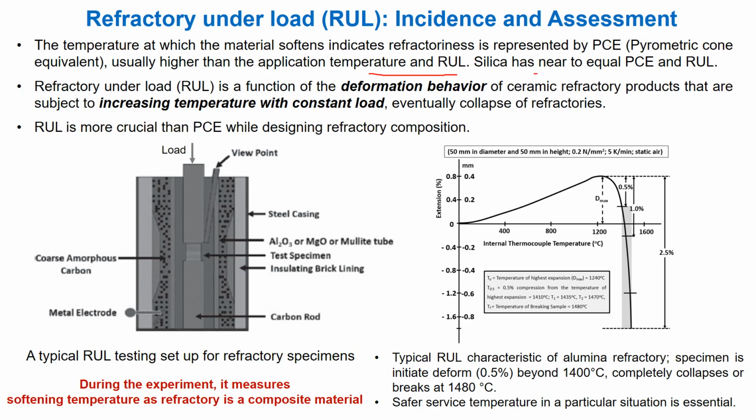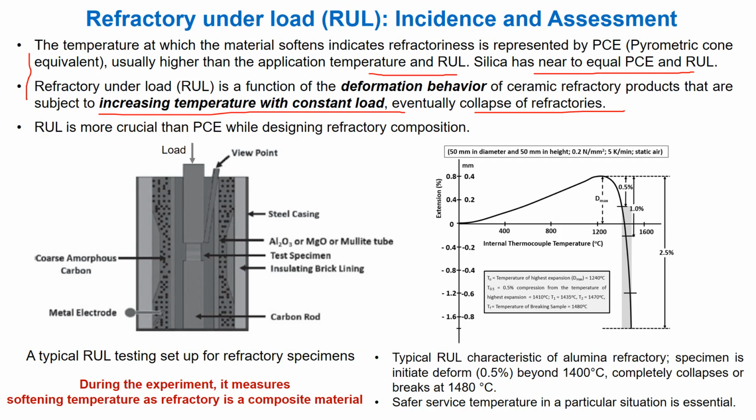Silica has near to equal PC and RUL. Refractoriness under load is a function of deformation behavior of ceramic refractory products that are subject to increasing temperature with constant load, eventually collapse of refractories. So, this is the basic difference between the PC and RUL. RUL is more crucial than PC while designing refractory composition.